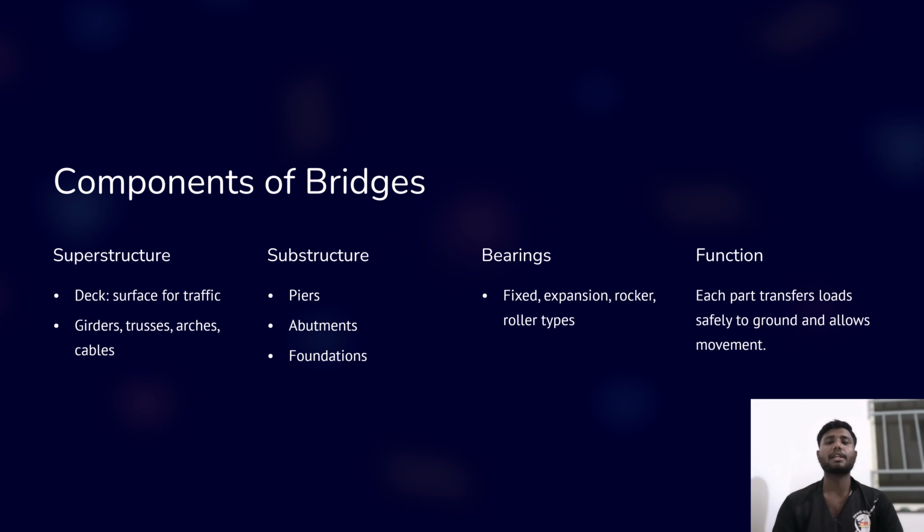So next one is the bearing. The types of bearing are fixed bearing, expansion, rocker, and roller types. The function is that each part transfers the load safely to the ground and allows movement. The superstructure, which is directly in contact with heavy vehicles, transfers the load. Like the deck transfers the load to the substructure, which are the piers, and after that the substructure transfers the load to the bearings, etc.